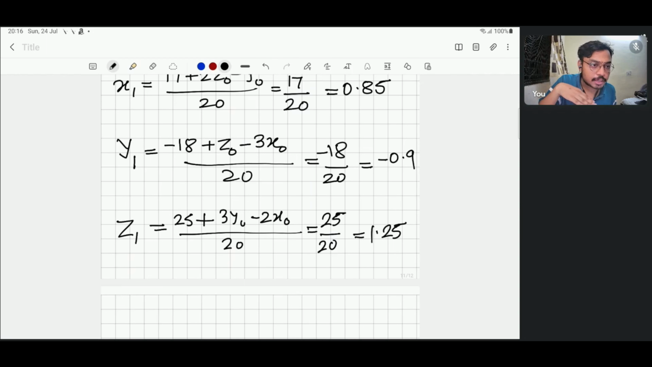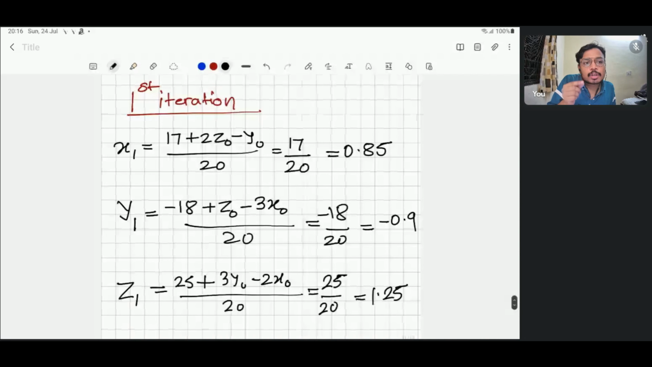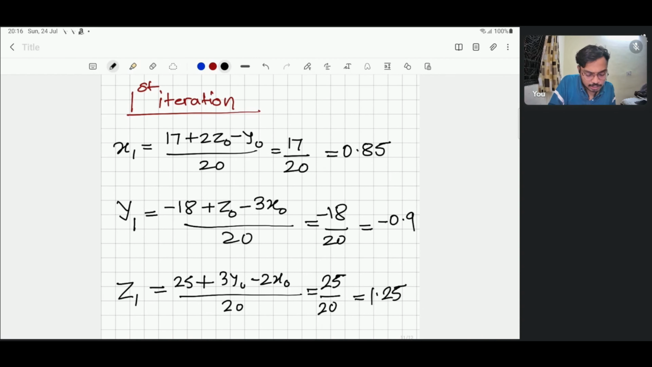What do you mean by stabilized value? The values of the particular iteration for a particular x, y, or z variable should not be changing much as compared to the values in the previous iteration. That is, the values in the present iteration and the values in the previous iteration, the difference should be very small.